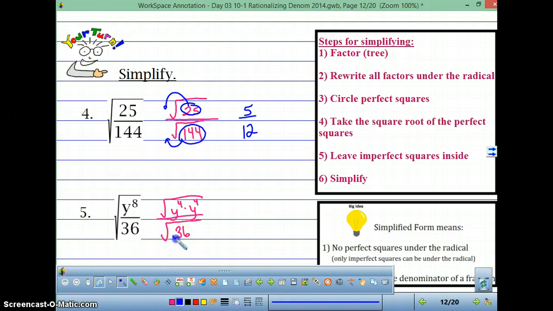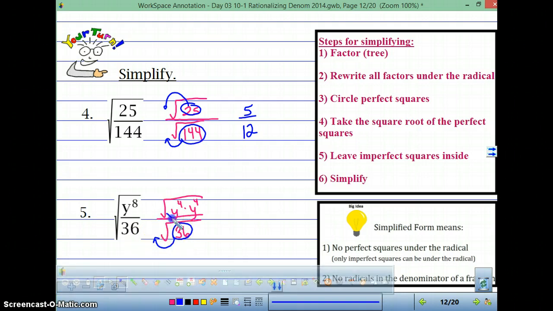Watch this. Perfect square. We take the square root of 36, it becomes 6. We write this one as a pair to help us see. The square root of y to the 8th is y to the 4th. So we've got y to the 4th over 6. Anything left under the denominator? No.